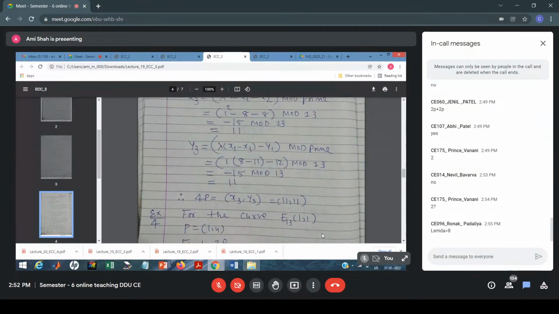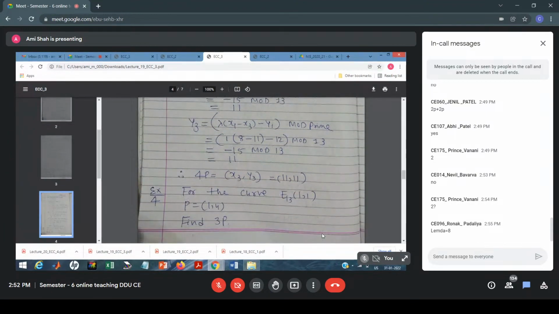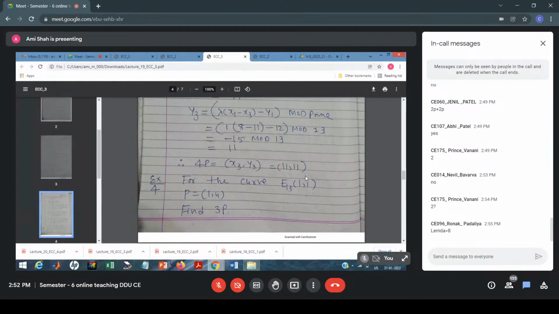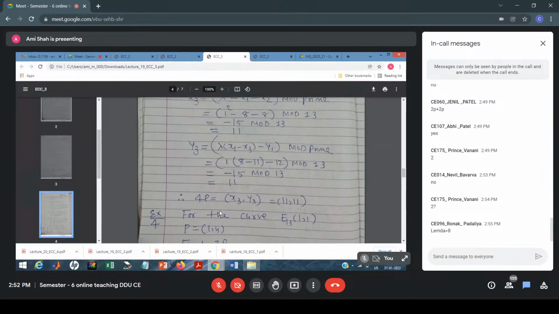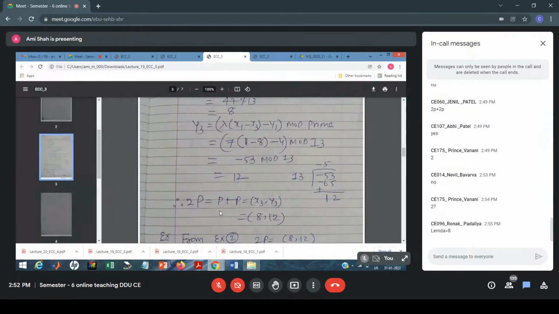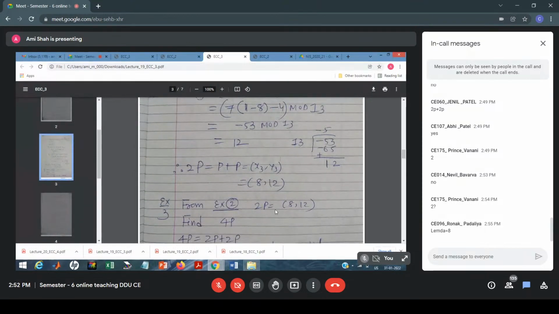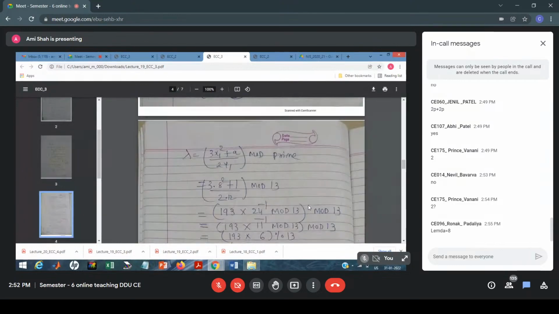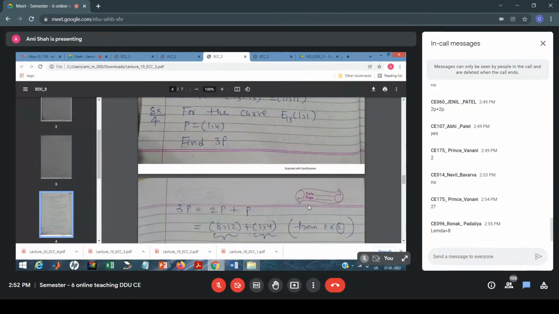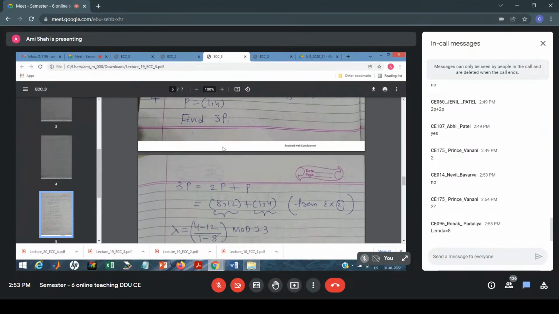Now once you get this, the same curve is given and the same point is given to you as earlier. Now the question is find 3P. All of you know the value of 2P: for the same point, 2P equals (8,12) that you got. Now if you want to calculate 3P, what do you have to do? 3P equals 2P plus P.